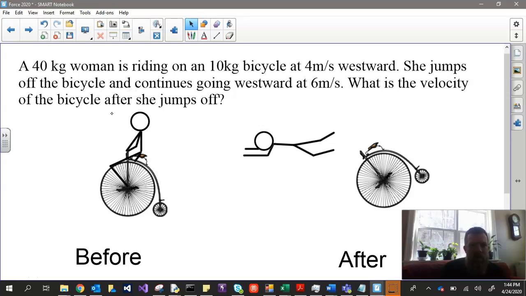So I have a 40 kilogram woman riding on a 10 kilogram bicycle. She's moving at 4 meters per second westward. She jumps off the bike and continues moving westward at 6 meters per second. What is the velocity of the bicycle after she jumps off?